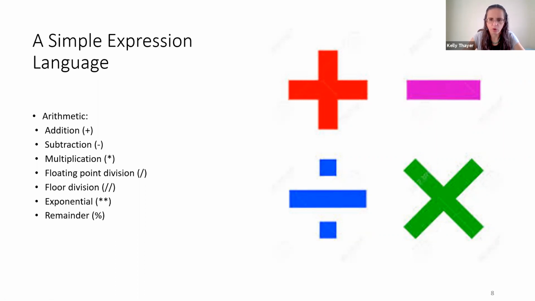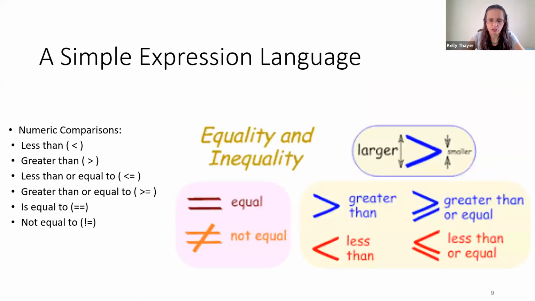There are, of course, many more things you can do in Python, and many of these you will encounter when we get to math, which is a library you can bring in that will do many more things. But we're just talking about the basics. We also have equality and inequality expressions in Python. So we want to be able to do numeric comparisons: less than, greater than, less than or equal to, greater than or equal to, is equal to, and is not equal to.